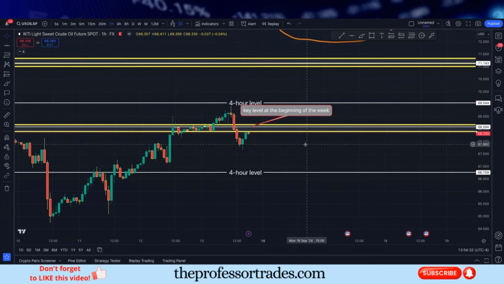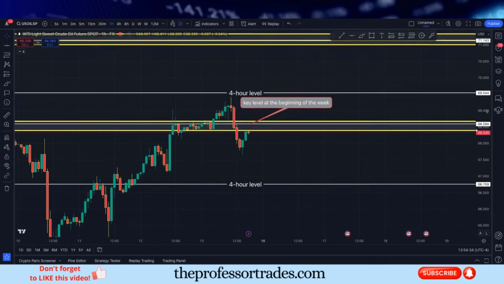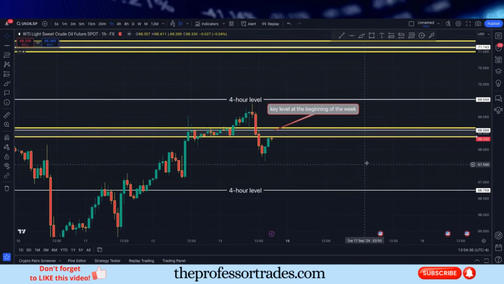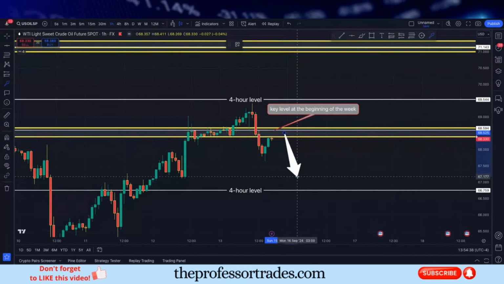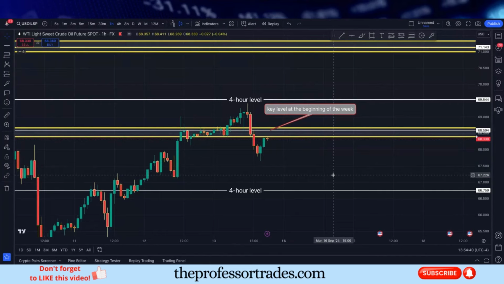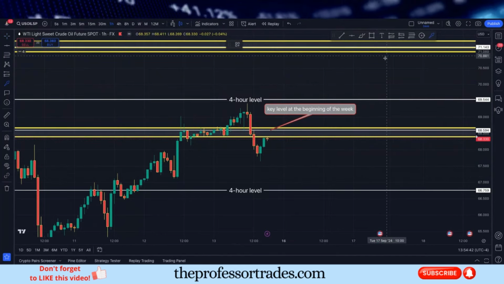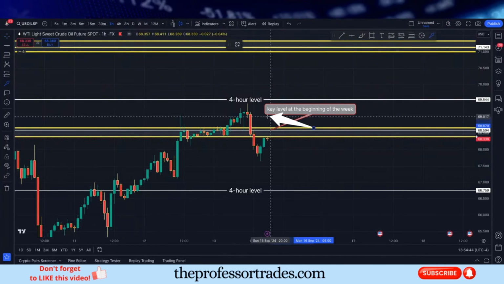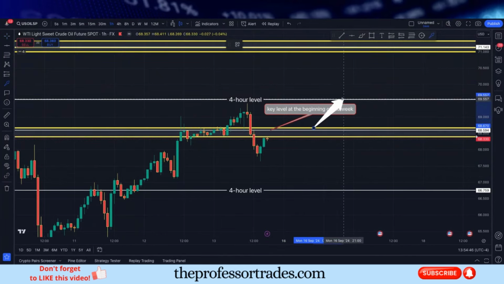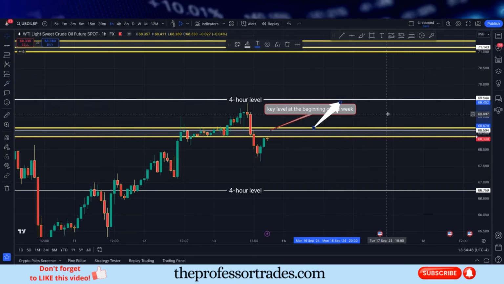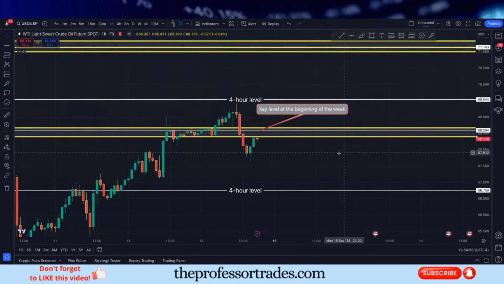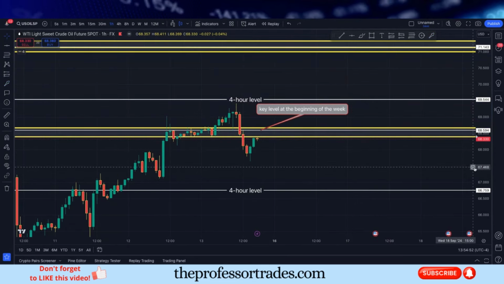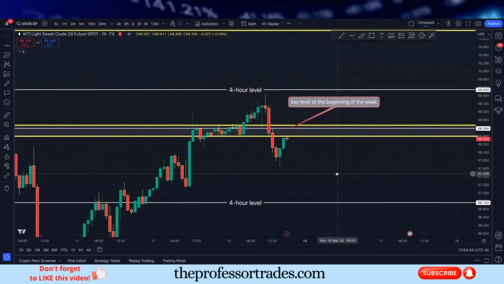Why? Because if we see some rejection on a smaller time frame as we get into it, then we are going to want to take this possibly back down one more time. If we get that closure and retest like we did over here, then we're going to want to take it up to the next 4-hour level, and we trade level to level. So this is going to be a critical area that we are focusing on as we start the week.